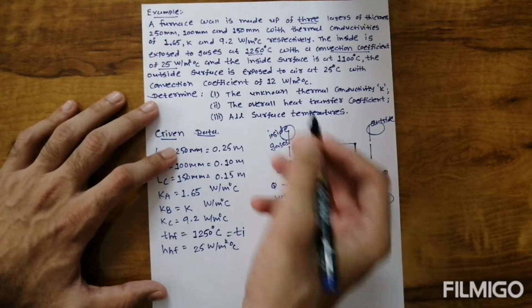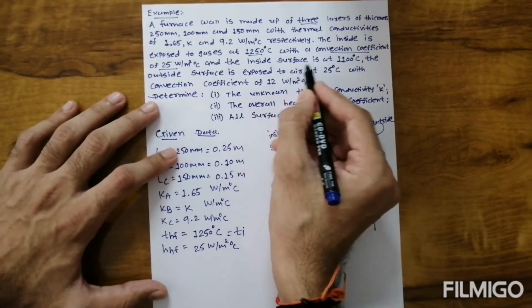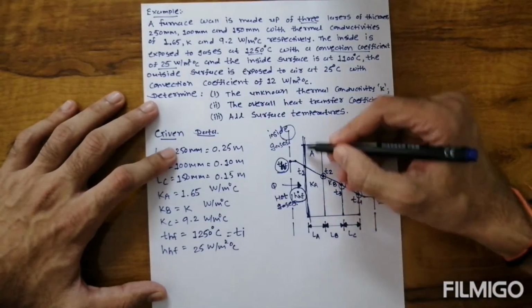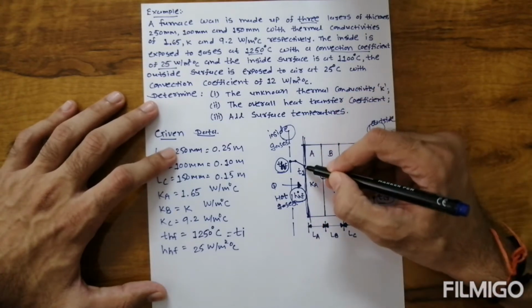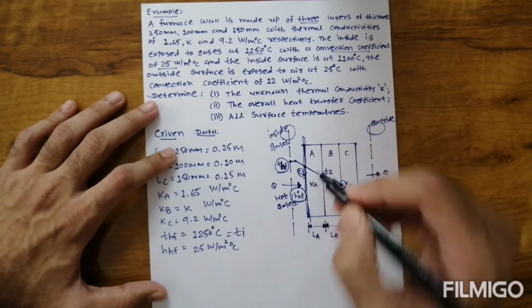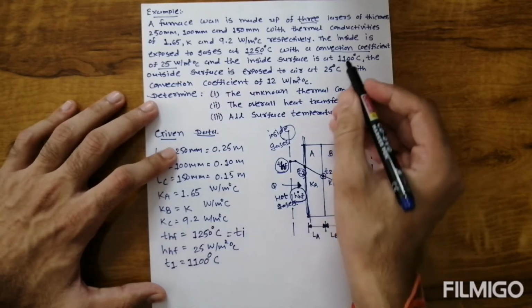First of all, we consider that THF is given, HHF is given, and the inside surface temperature is given. The inside surface temperature means the layer A inside surface, which is denoted by T1. So T1 is equal to how much? It will be 1100 degrees Celsius.